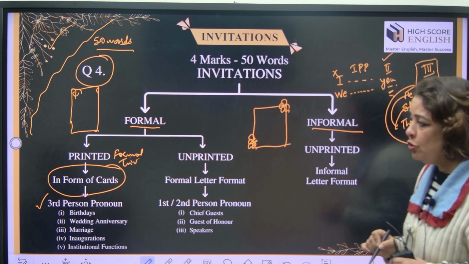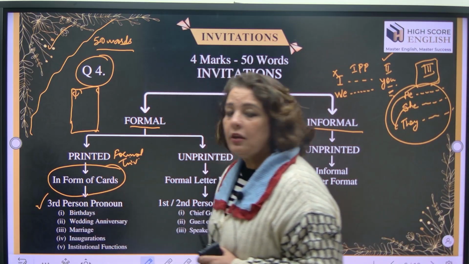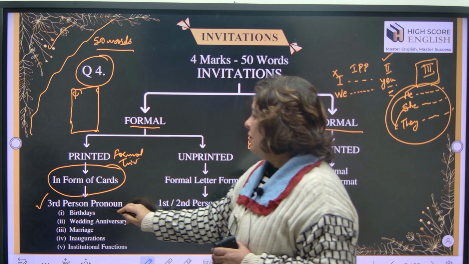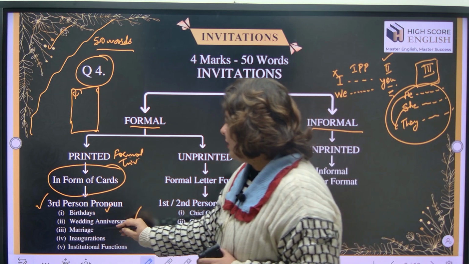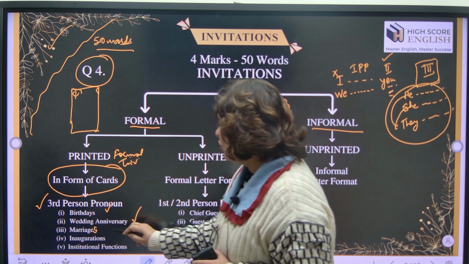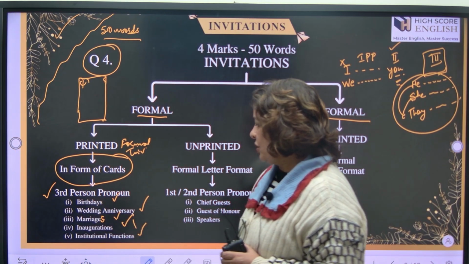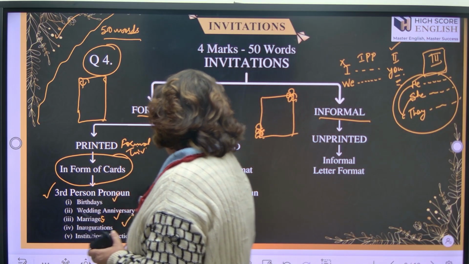So why you have to keep in mind? The next thing I'll tell you. So what all is included in third person, in printed formal invitation? Birthday cards, wedding anniversary, marriages, okay? Marriages, inaugurations, and institutional function. Fine. Just now I will start with birthdays, okay?